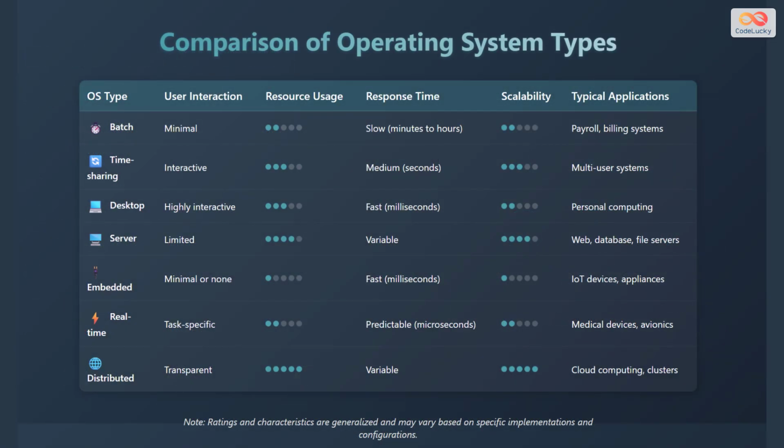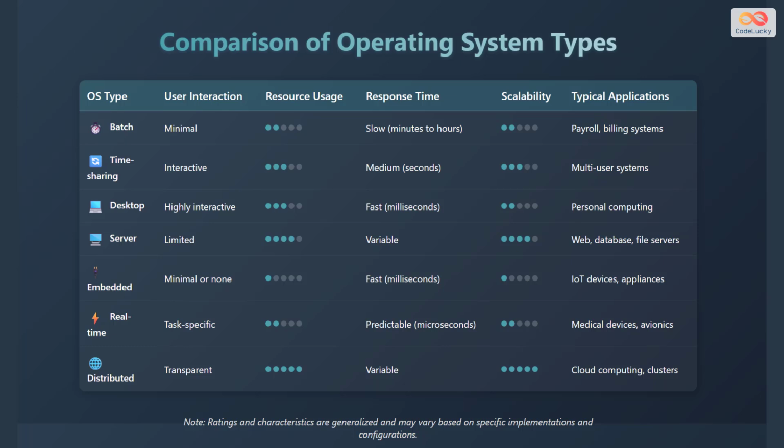Now, let's take a look at a comparison of the different types of operating systems we've discussed. Batch operating systems have minimal user interaction, relatively low resource usage, slow response times, and limited scalability. They are typically used for tasks like payroll processing. Time-sharing operating systems offer interactive user experiences, medium resource usage, moderate response times, and decent scalability. They are suitable for multi-user systems.